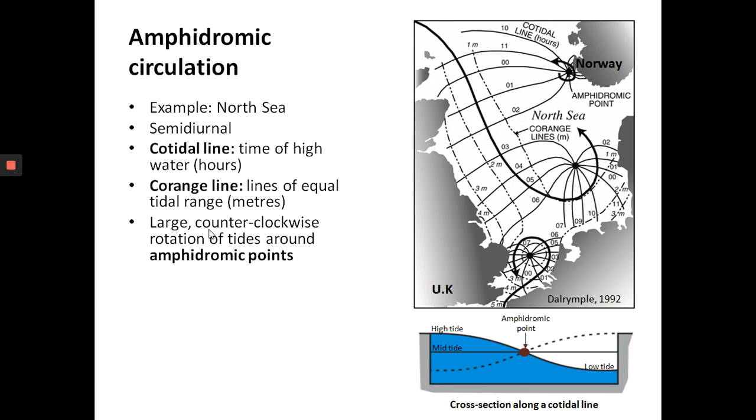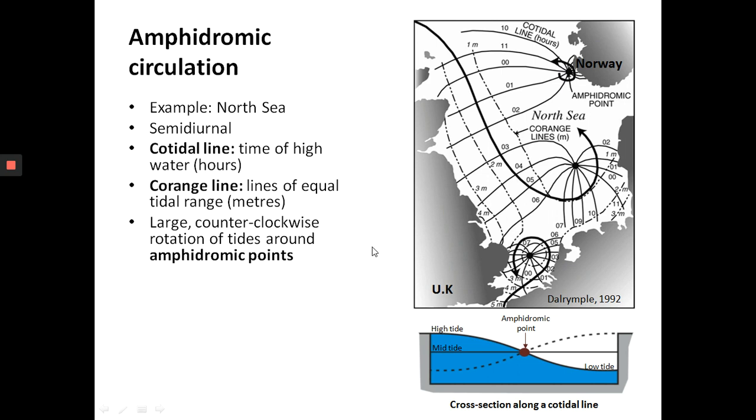So let's have a closer look at amphidromic circulation. Let's take the example here of the North Sea. This is a classical example in all of the textbooks. This is from Professor Dalrymple's book here, 1992. So these are your land masses. You have the United Kingdom here, and this is Europe. That's Norway. Okay, and this is the North Sea, colored in white. In the North Sea you have semi-diurnal tides, 2 tides per day. And you have, in this case, 3 amphidromic points, and water is moving in circles around these 3 points.